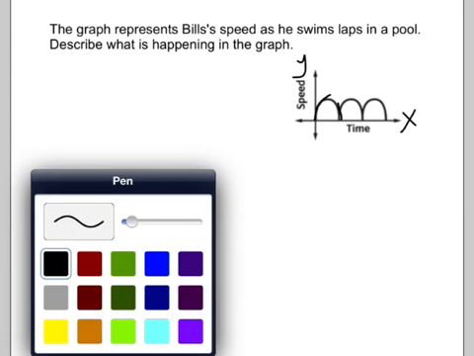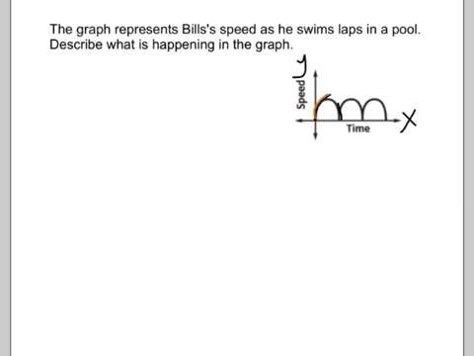Let me change my pen color so that you can see it. So he's building up to a speed, and then he comes back down to virtually stopped. Then he builds back up, and he comes back down. He builds back up, and he comes back down. So think about it. It says he's swimming laps in a pool. What happens when you're swimming laps? You start out at the wall, you're stopped, and then you start and you swim and you build up speed, and you get to the other end of the pool, and you've got to turn around and come back.